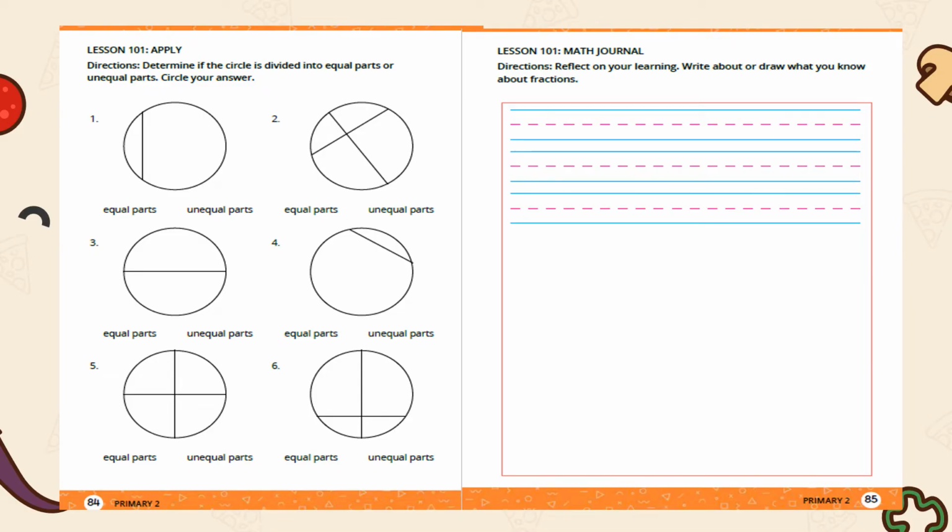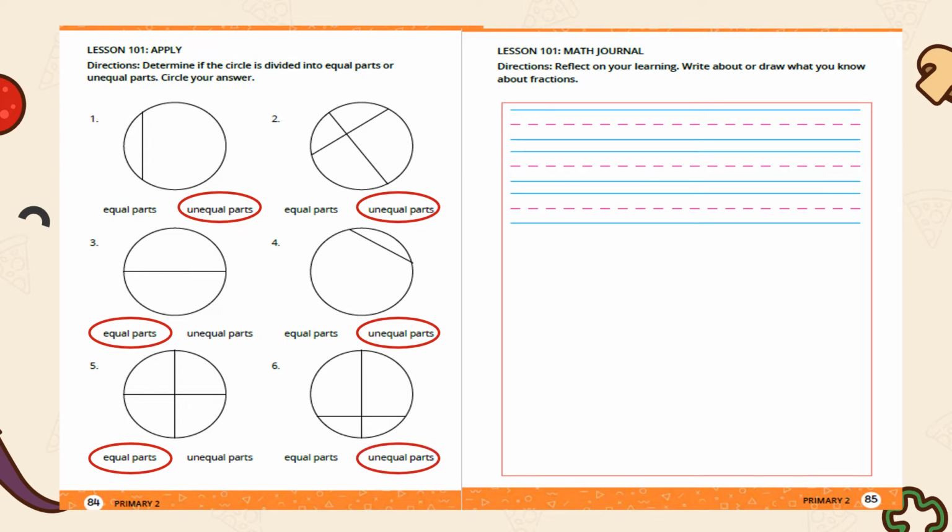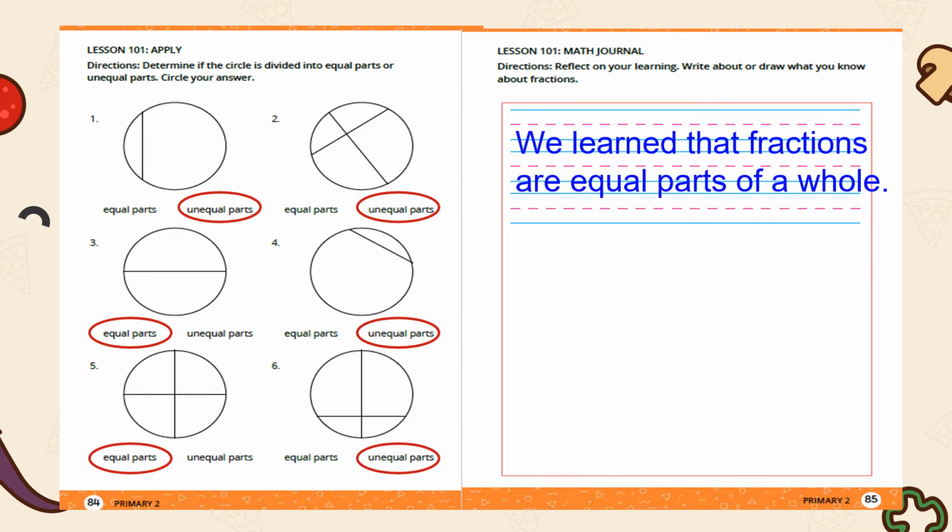The apply part determines if the circle is divided into equal parts or unequal parts. Then circle your answer. First one, equal or unequal? Unequal. Number 2, unequal. Number 3, equal parts, half and half. Number 4, unequal. Number 5, equal parts, 4 equal parts. The last one, unequal parts. Reflect on your learning, write about or draw what you know about fractions. We learned that fractions are equal parts of a whole.